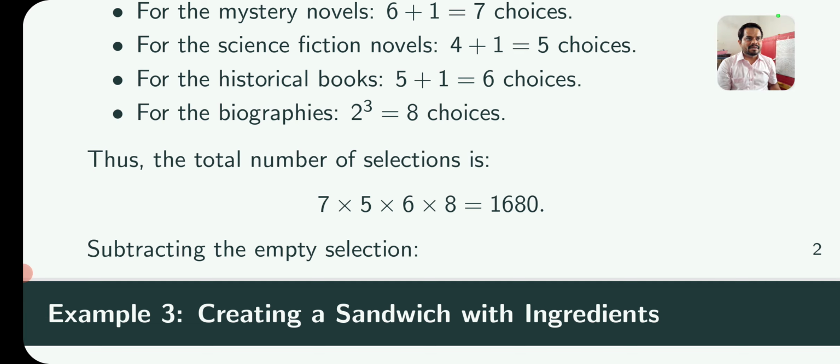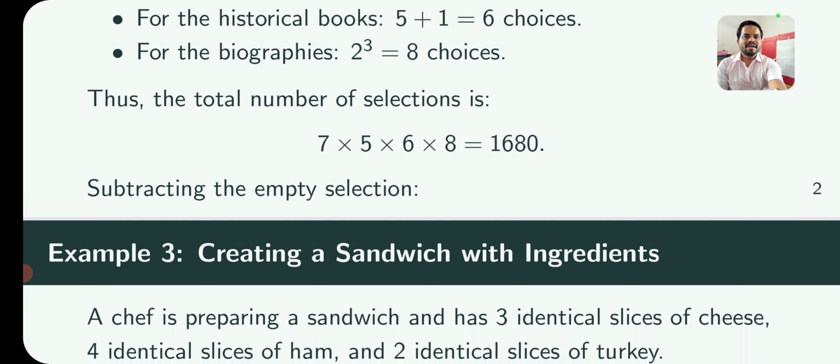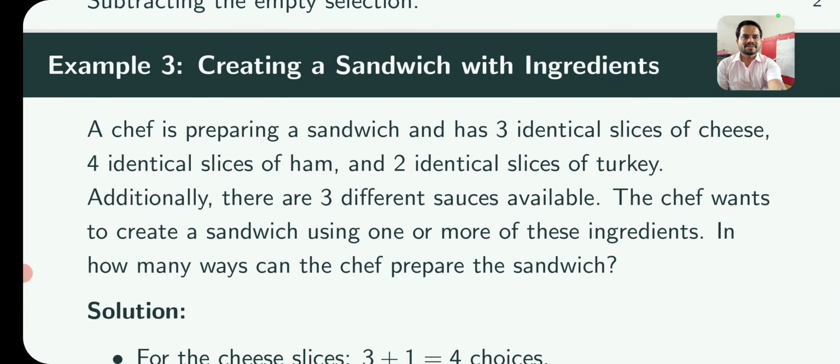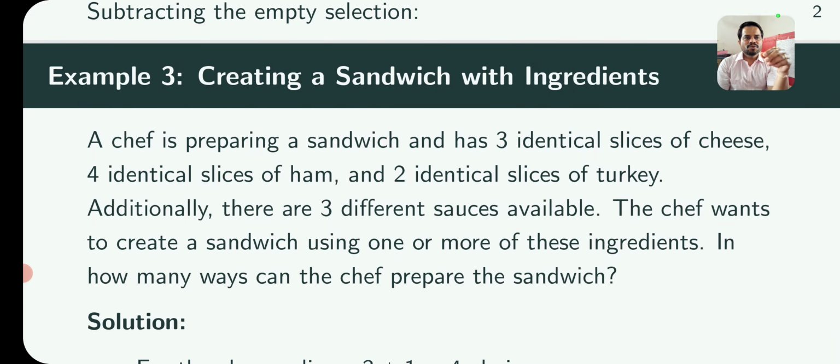Now let us see the third example, creating a sandwich with ingredients. This is also parallel to the previous two examples. So read this example. A chef is preparing a sandwich and has 3 identical slices of cheese, 4 identical slices of ham, and 2 identical slices of turkey. Additionally, there are 3 different sauces available. The chef wants to create a sandwich using one or more of these ingredients. So in how many ways can the chef prepare the sandwich?